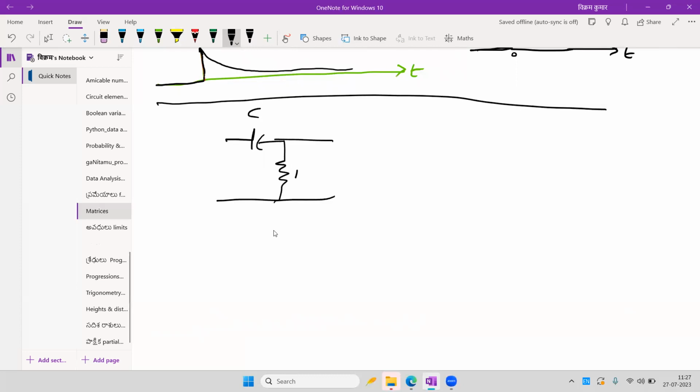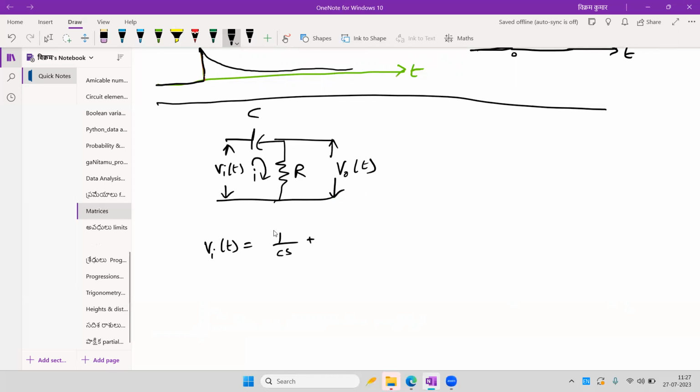Here it is the C, here it is R, and here it is now V naught of T. This is VA of T. Okay. So here again, let me do the similar analysis. I will not write all steps now. I can write very quickly now. I will write VA of T is equal to 1 by CS.